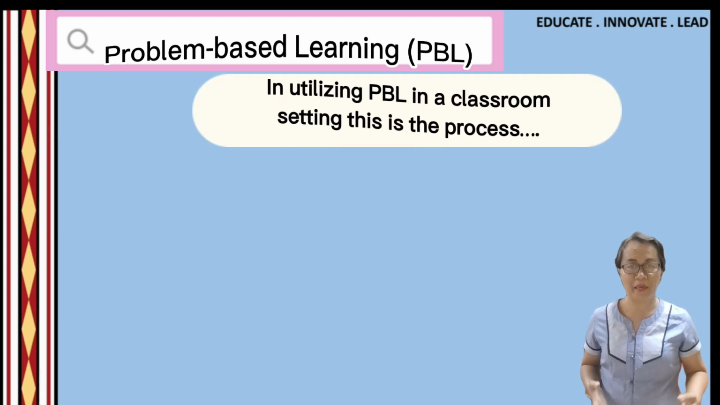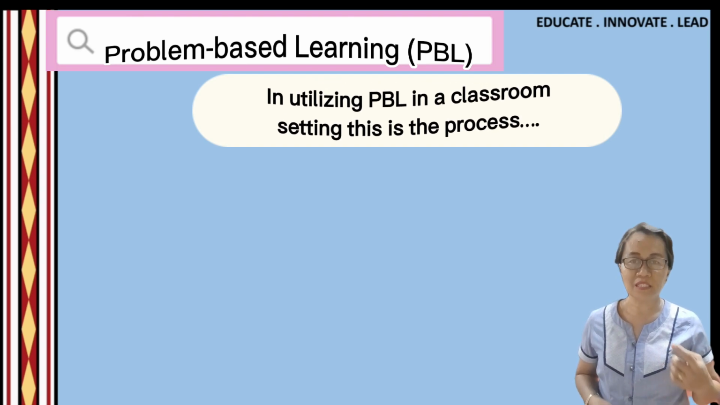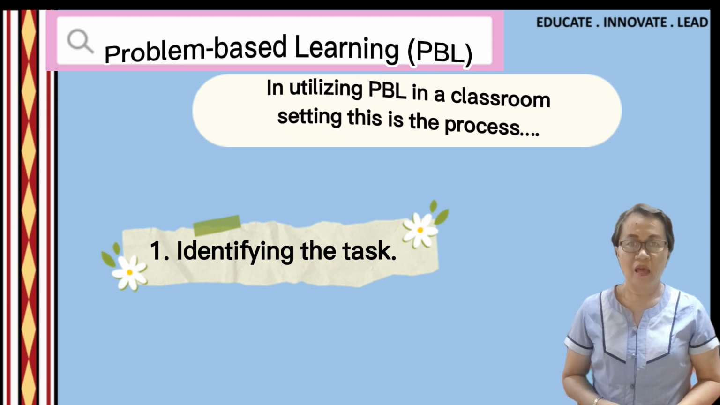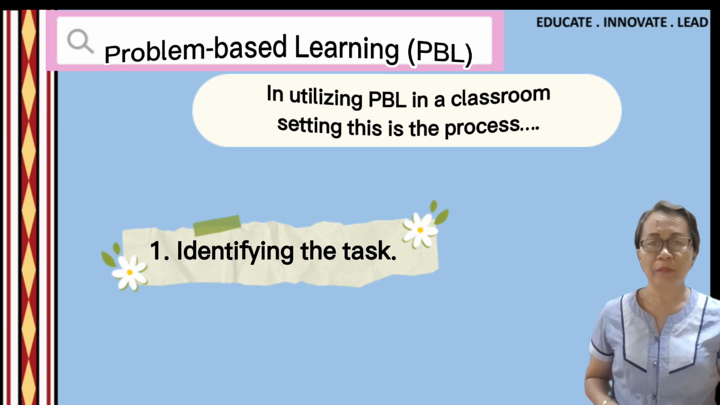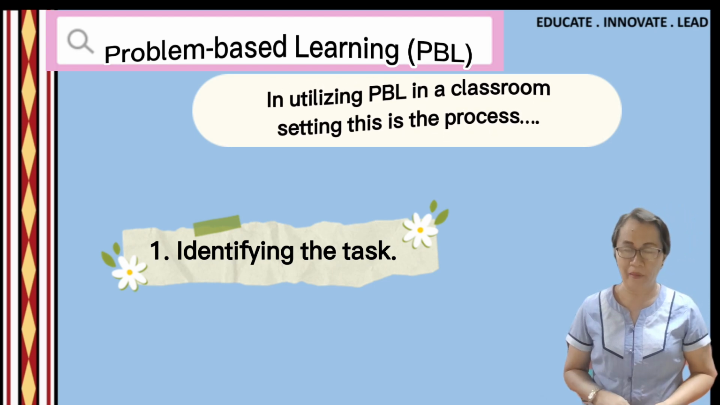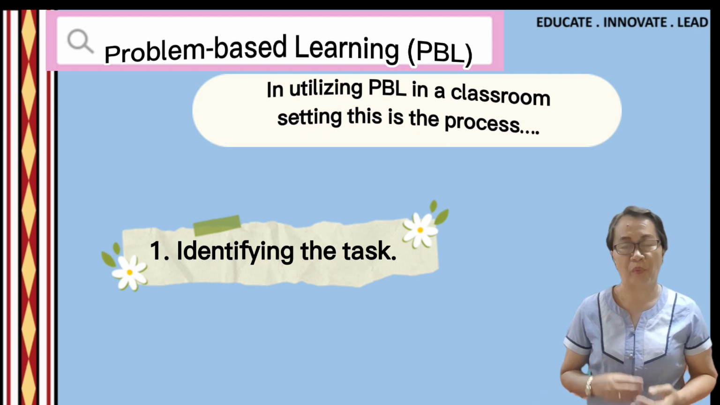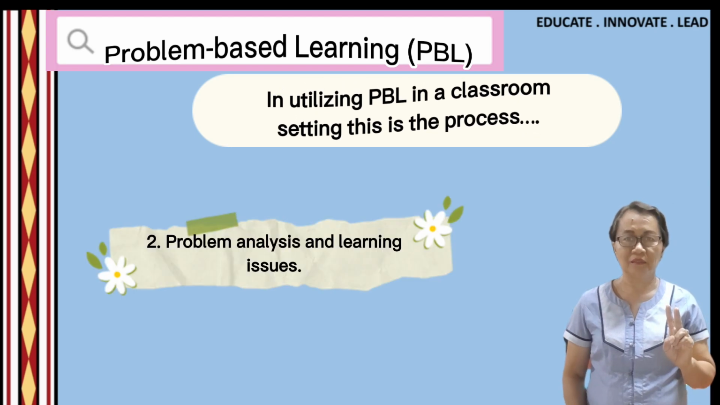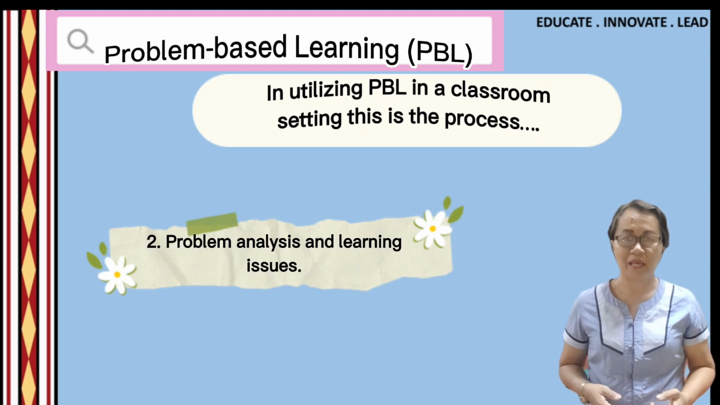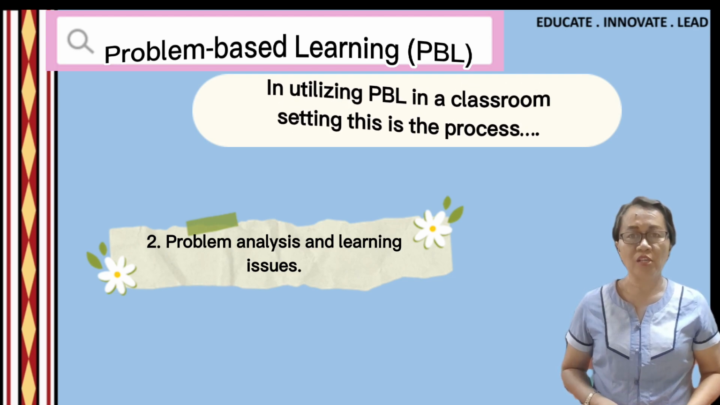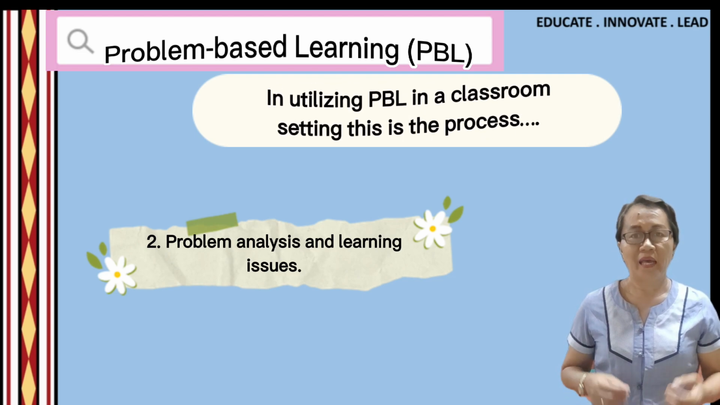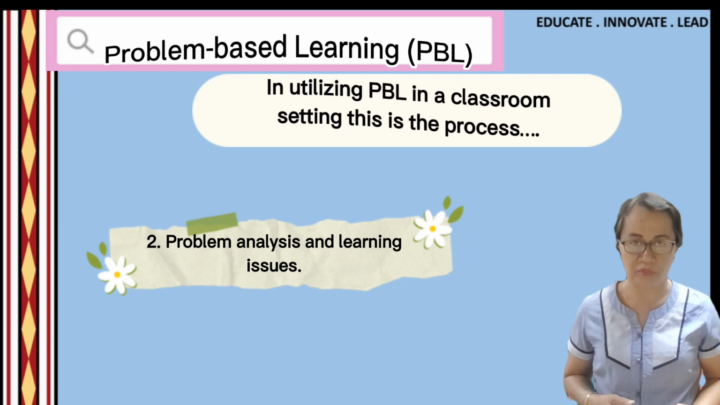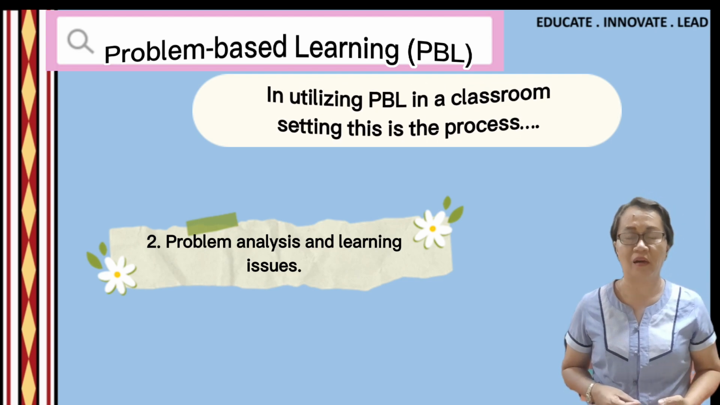In utilizing PBL in a classroom setting, this is now the process. First is identifying the task. As with all problems, we will be unable to begin solving them unless we are clear what we are supposed to do. This is known as your task. Second is problem analysis and learning issues. Based on the information given, identify the problems that are encountered and the issues that have to be solved. This will help you identify the criteria.